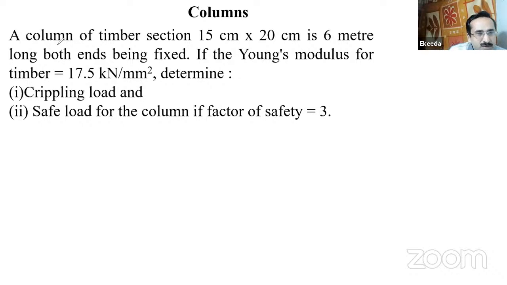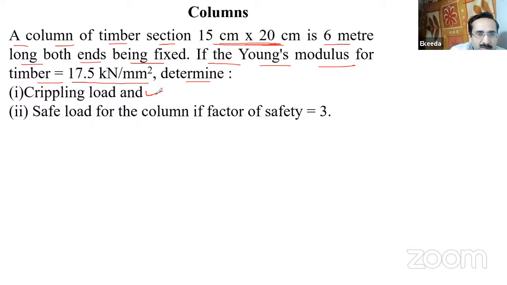So let us take this question. A column of timber section 15 centimeter by 20 centimeter is 6 meters long and both ends are fixed. If the Young's modulus for timber is 17.5 kilonewton per millimeter square, we have to determine the crippling load. Here crippling load is Euler's load, basically the safe load.